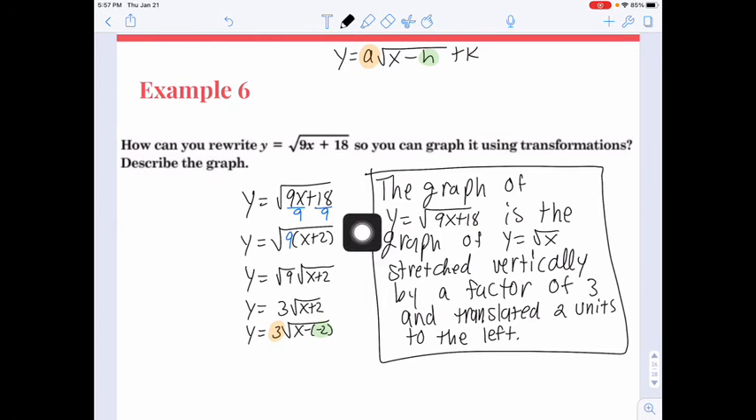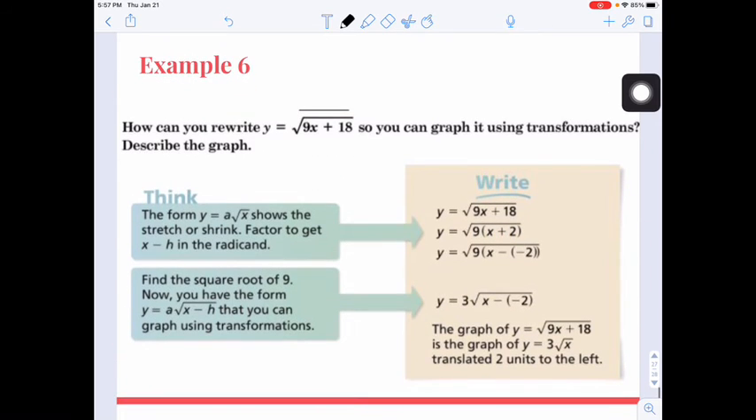For the second part of the question, where it asks us to describe the graph, we can say that the graph of y equals the square root of 9x plus 18 is the graph of y equals the square root of x, stretched vertically by a factor of 3, and translated 2 units to the left. The work for this problem is written out on the next slide. Now, in their description, they say it's the graph of y equals 3 times the square root of x translated 2 units to the left, and that is because they are trying to use just the translations. However, you can go one step back and talk about it related to the parent function y equals the square root of x.